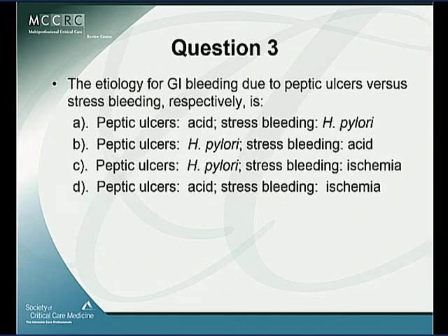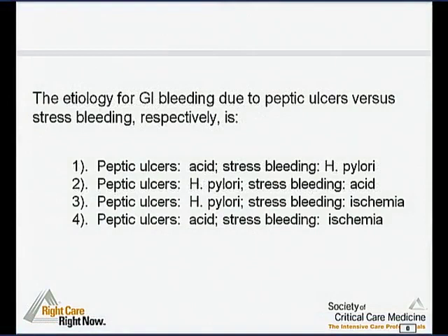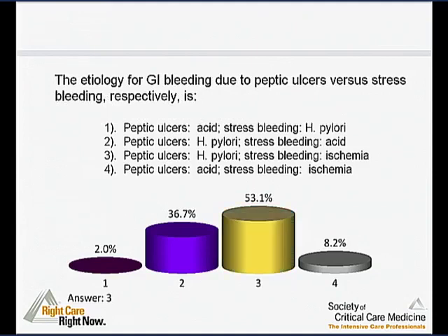Okay, so this is a have-you-been-paying-attention kind of question. The etiology for GI bleeding due to peptic ulcers versus stress bleeding respectively is: are peptic ulcers acid or H. pylori, and is stress bleeding H. pylori, acid, or ischemia? Okay, and as we've said, H. pylori peptic ulcers, although I've certainly confused you potentially, are not as big in the ICU as we might think, and stress bleeding is from ischemia.